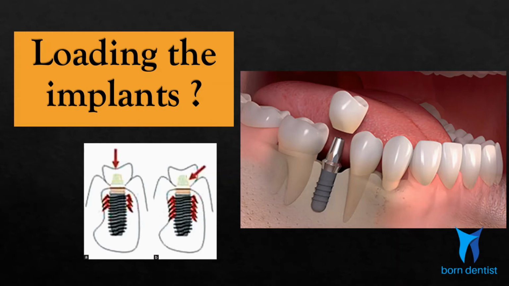The implant or fixture will start receiving load only when a crown is placed over it. Till that time, when the implant is inside the bone while the healing is taking place, it is not receiving any load at all. So that is what they mean when they say loading the implants. It means you have started to place a crown on top of the implant, and now the implant starts to receive occlusal load. So the $1 million question is when to place the crown.